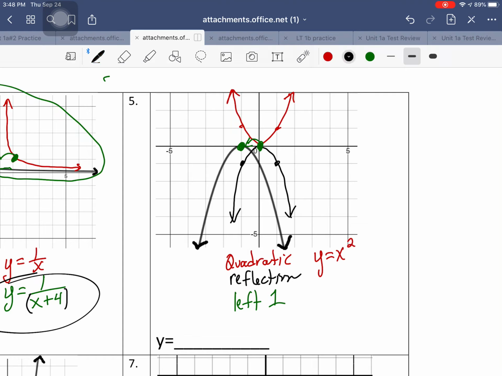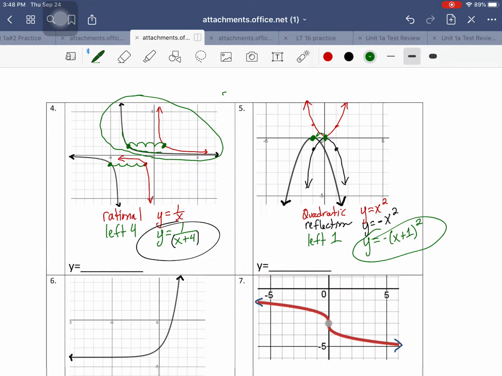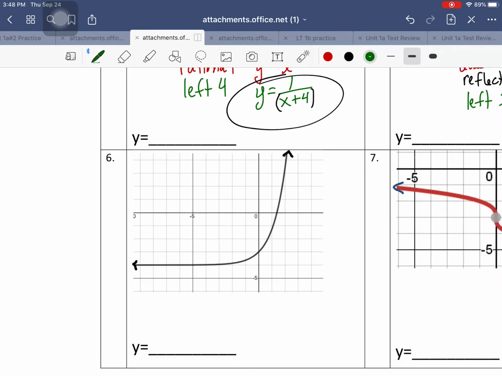So left 1, so now I'm just going to build the equation. So quadratic, it's a reflection. Reflection, put a negative right after the equal sign. And the left 1, we got the negative, that's the reflection. Parentheses, x plus 1, and it's a quadratic, so squared. And there's your final answer.